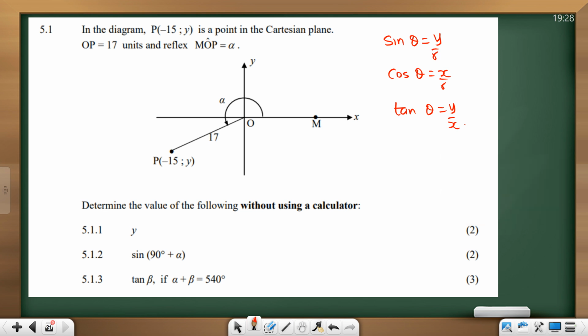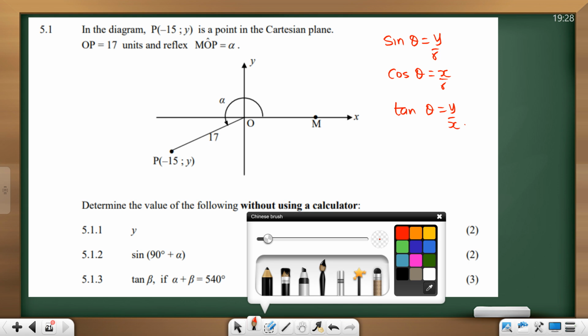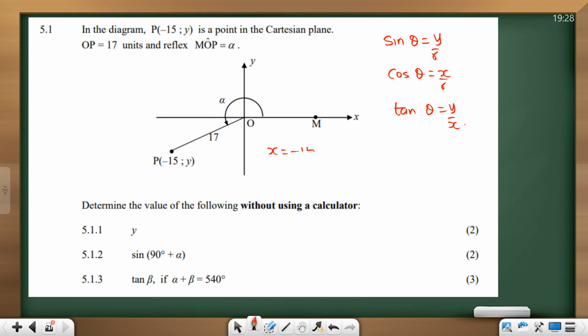Look, from here, I can quickly pick that my x is negative 15 because of the coordinates, and my r is 17. So I can get my y by using the theorem of Pythagoras. R squared equals what? X squared plus y squared. 17 squared. Now here, please take note, everything must be squared.